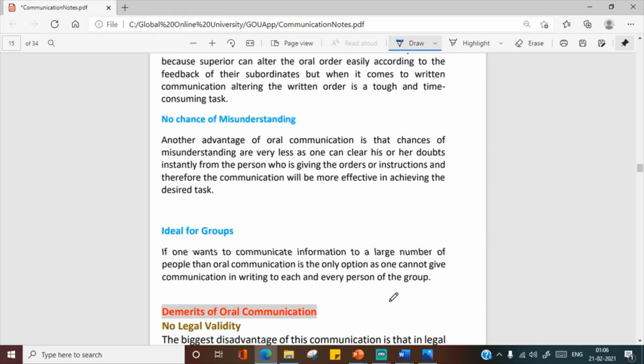No chance of misunderstanding. If you are talking to the other person and you have any doubt, you can then and there ask the other person. Hence misunderstanding goes away in oral communication. Ideal for groups. When groups are talking, we have already talked about group communication. So there are a large number of people. At this point, oral communication is way better than written communication.